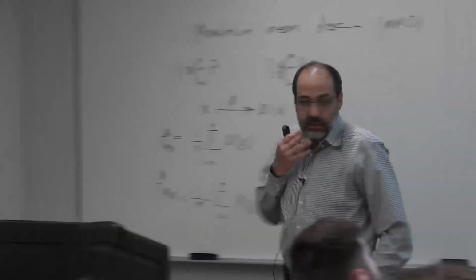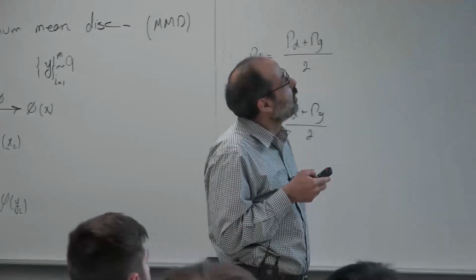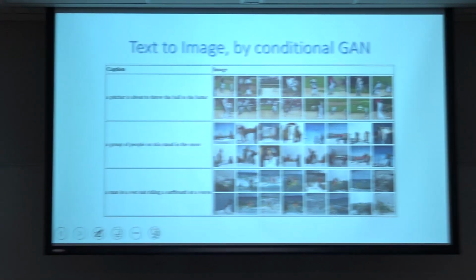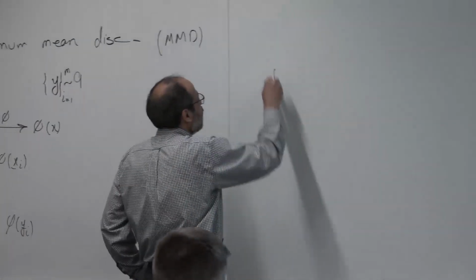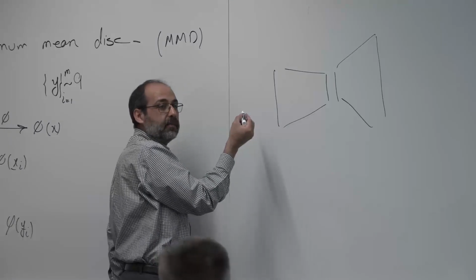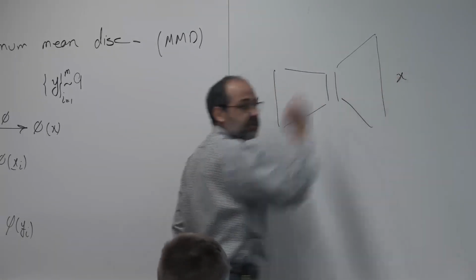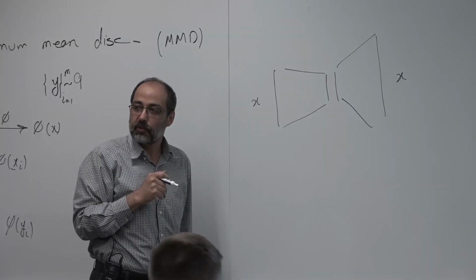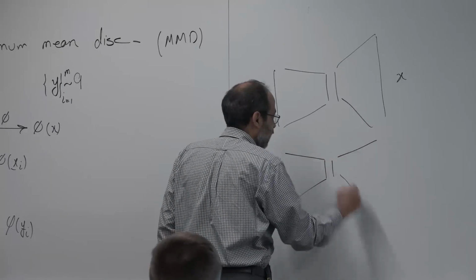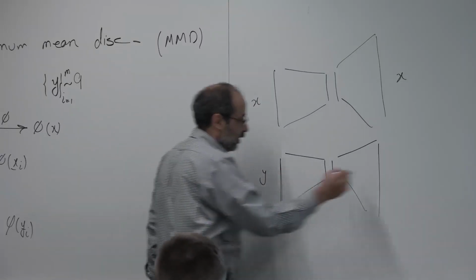So let me show you a couple of examples. This is text to image, generating images from captions. If you want an idea of the general structure of this type of network, suppose that I have a network which takes text and reconstructs text, like an autoencoder. And I have a network which takes images and generates images.